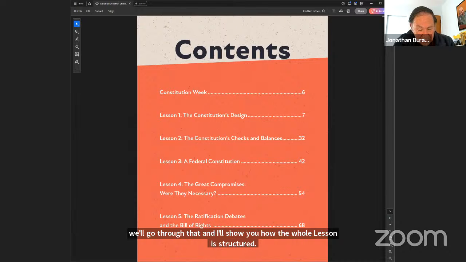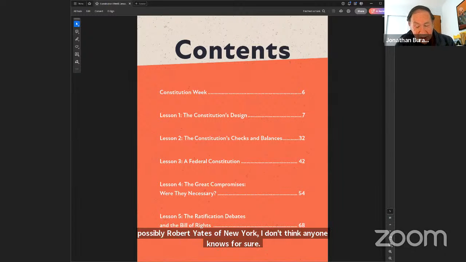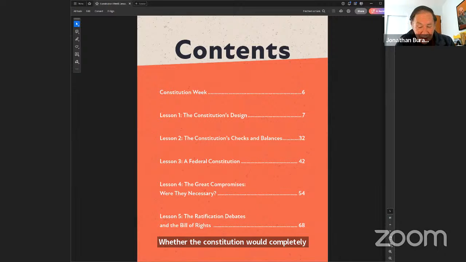The third one, a federal constitution, is about the relationship between the state governments and the national government. The stress is on how central the states are to the way the national government works, including the part they play in its checks and balances. Then student groups debate conflicting sources from James Madison and Brutus, who was an anti-federalist, possibly Robert Yates of New York. I don't think anyone knows for sure. They debate whether the Constitution would completely undermine state authority, and whether a territorially large federal republic would endanger or enhance liberty. So that's what they deal with in that one.